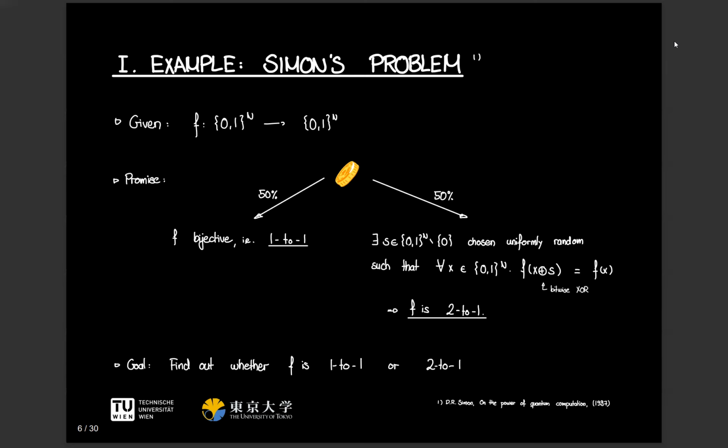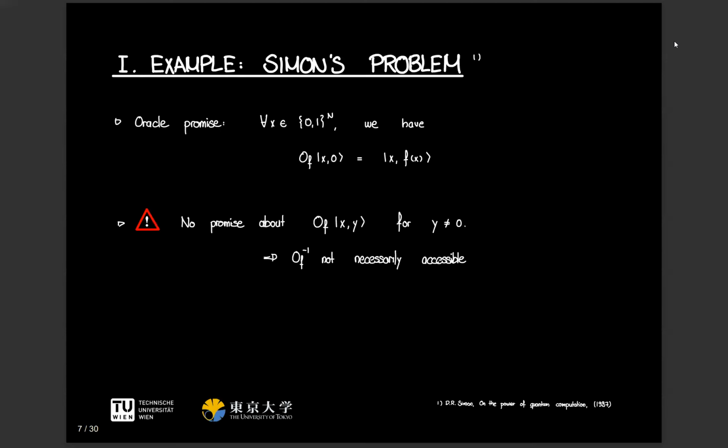So you ask me x, I'll tell you f of x. Formally, this can be implemented with an oracle operation, taking some input x, 0 and mapping it to x, f of x. One important point I will make already now is that there is no promise about what the oracle does on an input where y is not equal to 0, which implies that the inverse oracle is not necessarily accessible. I'll get to this point later on.